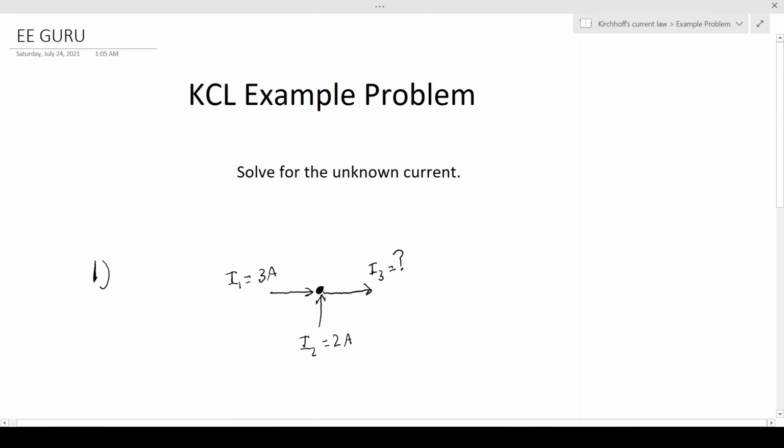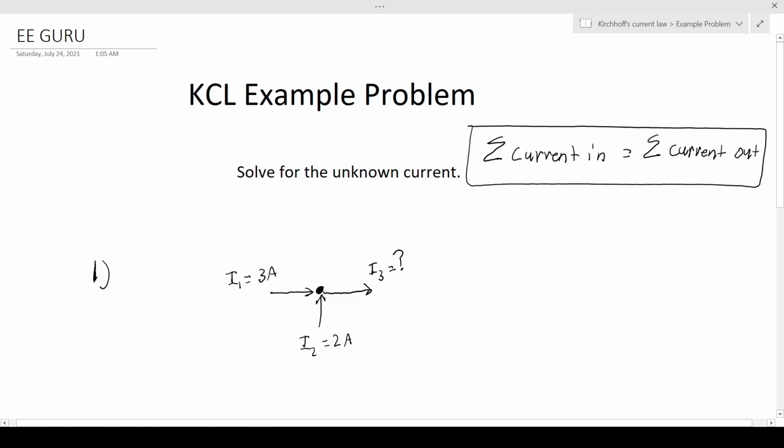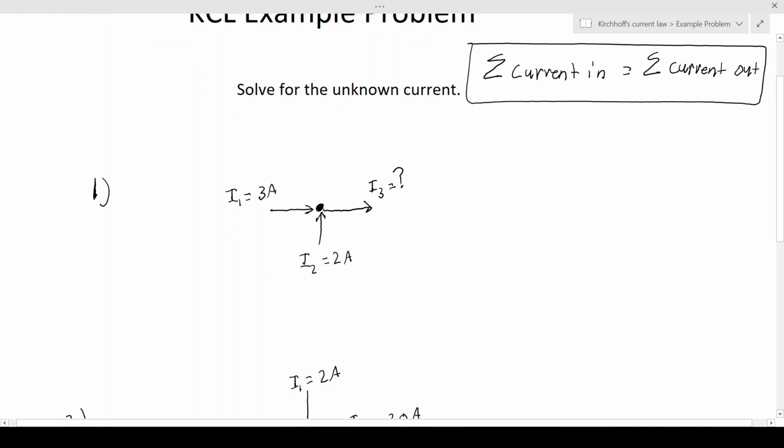So the first thing we're going to do to solve these problems is we're going to write down the Kirchhoff's current law equation, and then we're going to apply the equation to each example problem and then solve it. So the Kirchhoff's current law equation states that the sum of current going into a node is equal to the sum of current coming out of the node. So this is the equation right here. And we're going to apply this equation to all of the example problems and then solve for the unknown current.